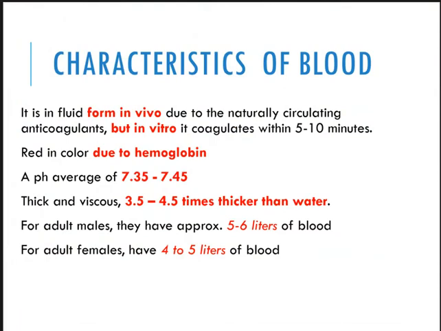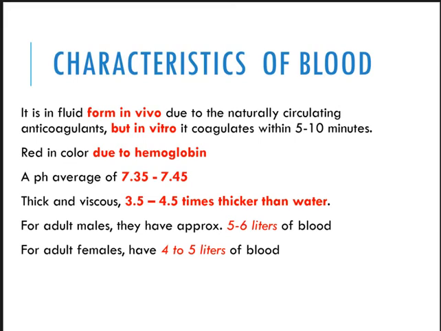So first, before we delve in, we must know the characteristics of a person's blood. It is in fluid form, of course, due to the naturally circulating anticoagulants that keep it from clotting. But in vitro, it coagulates within 5 to 10 minutes only. Now, of course, the color of blood is red. We all know that, maybe because we have experienced getting wounded. It's red due to your hemoglobin.